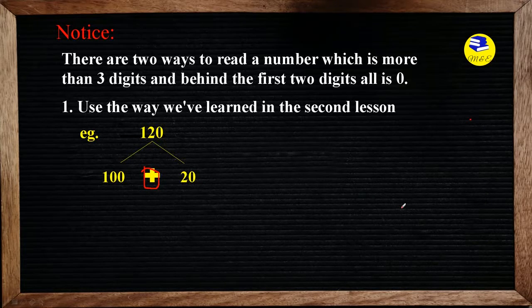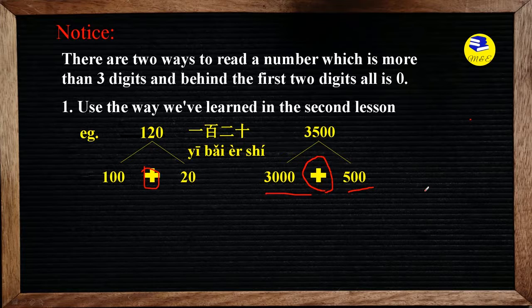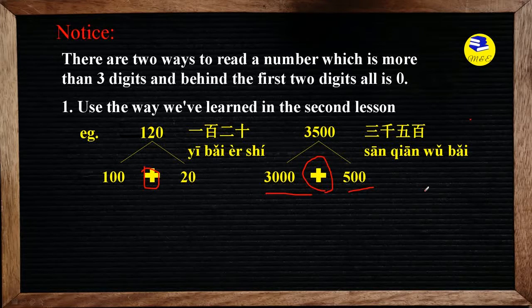Let's see another example, okay? 3,500. The same. Firstly, we need to separate it into 2 parts. It equals 3,000 plus 500, right? And then we just need to omit the plus sign and directly say the numbers out. So it should be "three thousand five hundred". This is the first way. We read the numbers which have more than 3 digits and behind the first 2 digits, always 0.